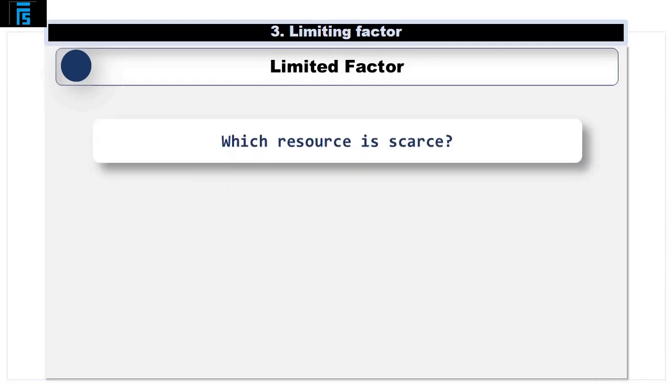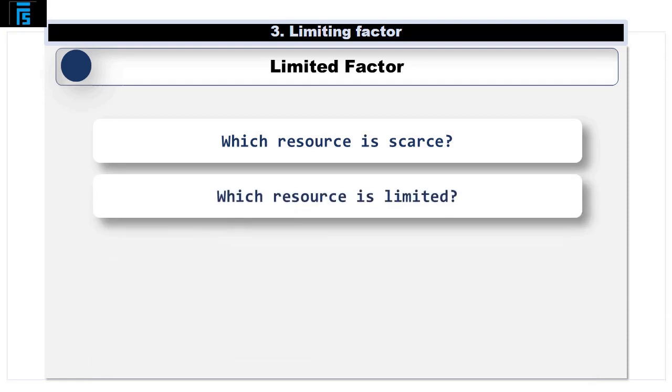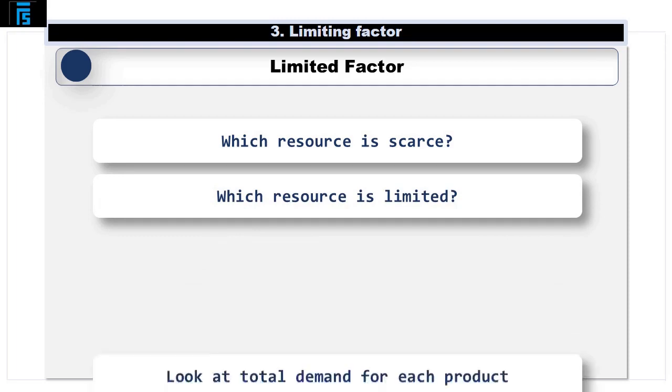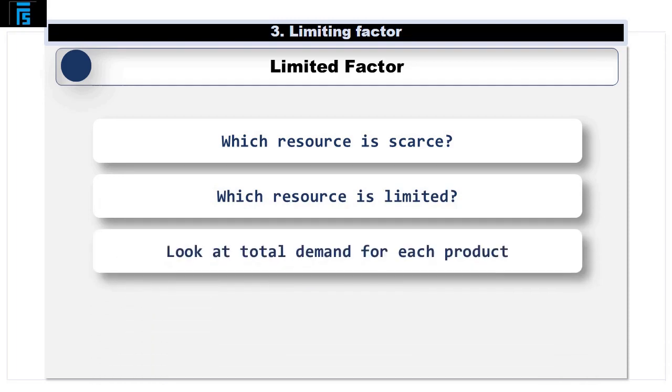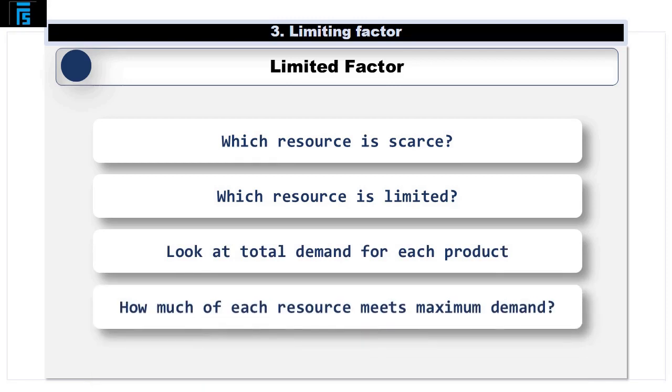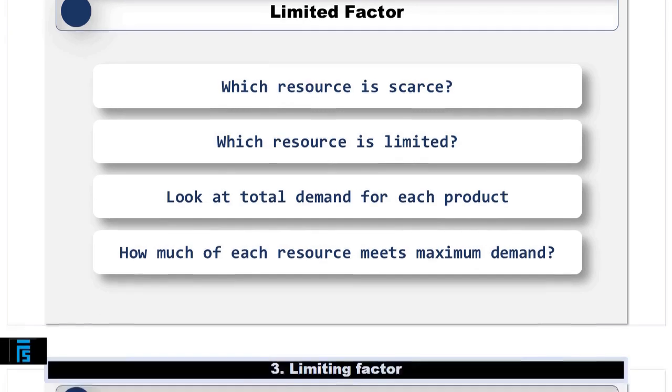The first thing we need to do when considering a problem of this nature is determine which resource is scarce. It is possible that there are details provided to you that suggest more than one resource is limited, so you need to determine which resource is the one that is actually limited. The way that we do this is by looking at total demand for each product we make, and how much of each resource is needed to meet that maximum demand. This will identify which resource, if any, does not allow us to fulfill the demand, and it is this resource that is classed as the limiting factor.